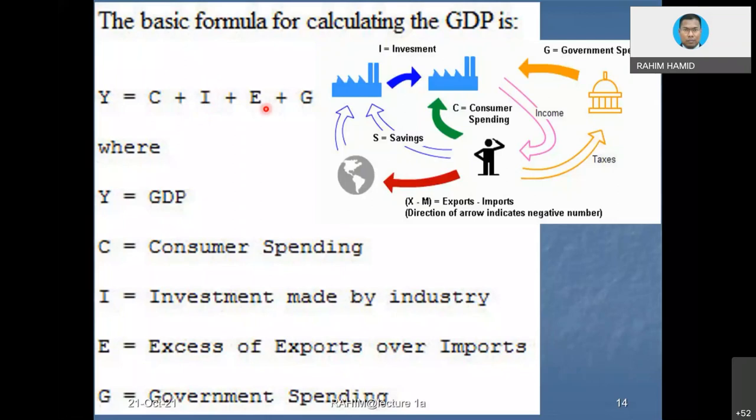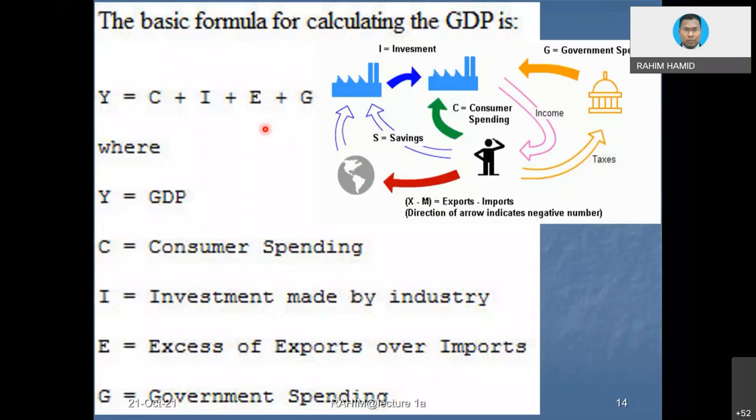E is the excess of export over import. This is what we call trade balance. So our country does export things and also import things. We export things like palm oil, electronic things, et cetera, et cetera. But we do import. We even import rice because we have an insufficient amount of rice. And then we import a lot of food product for animals, for instance, because we do not have sufficient manufacturing of that, etc.